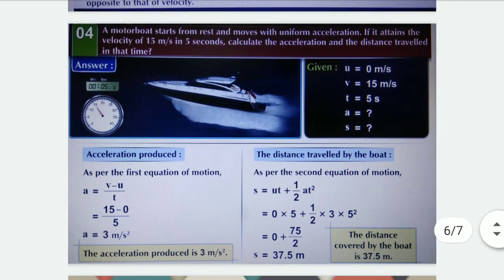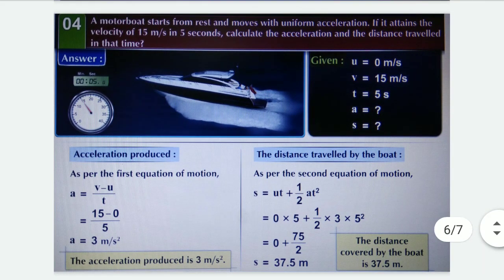We learned the 4 numericals today in this chapter, laws of motion. Read each and every example, write down in your notebook, and try to solve again and again.